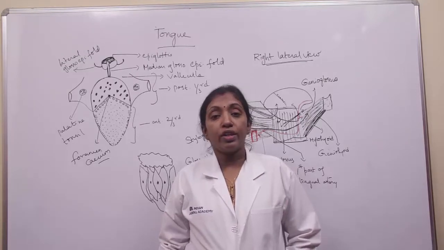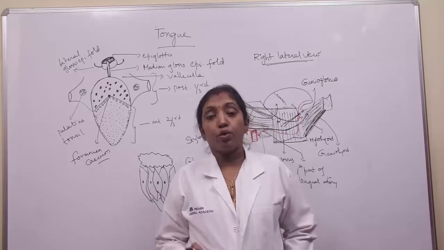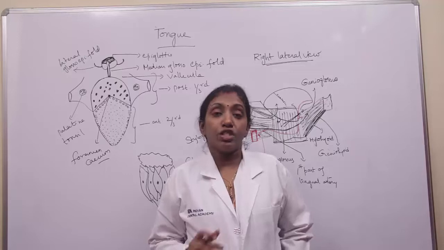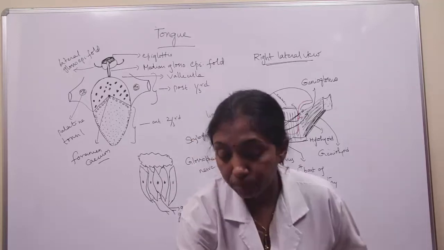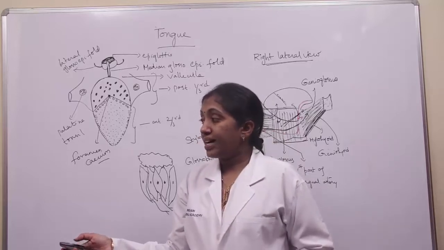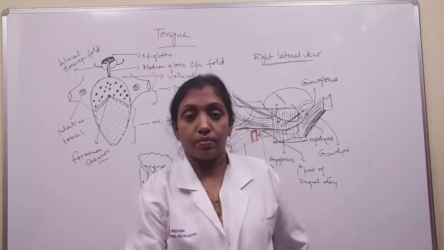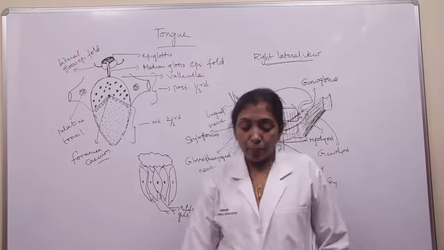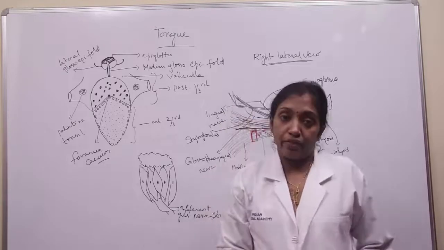And the root of the tongue extends from the symphysis menti to the hyoid bone, and it forms the floor of the oral cavity, and it is formed mostly by the lower fibers of the genioglossus muscle. So that's about the presenting parts of the tongue. And coming to the muscles of the tongue, they divide into extrinsic and intrinsic muscles.